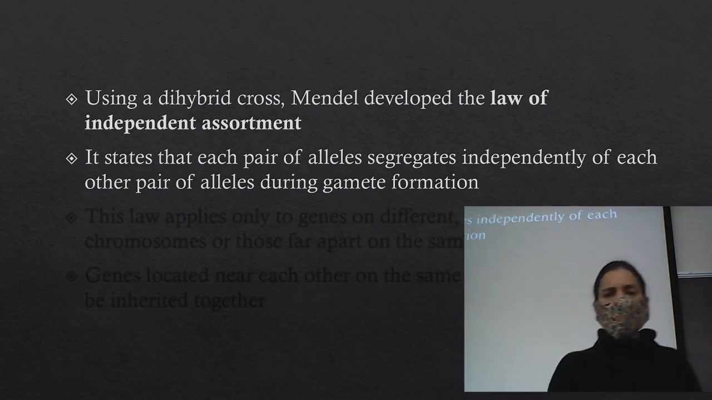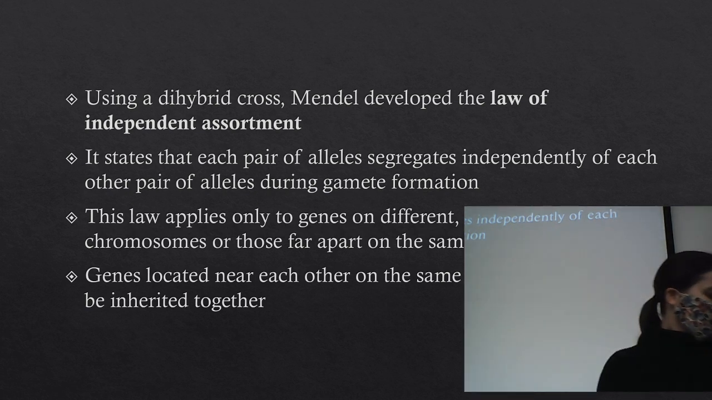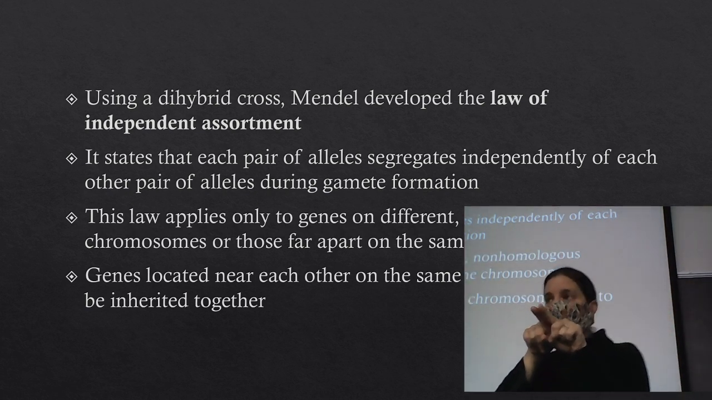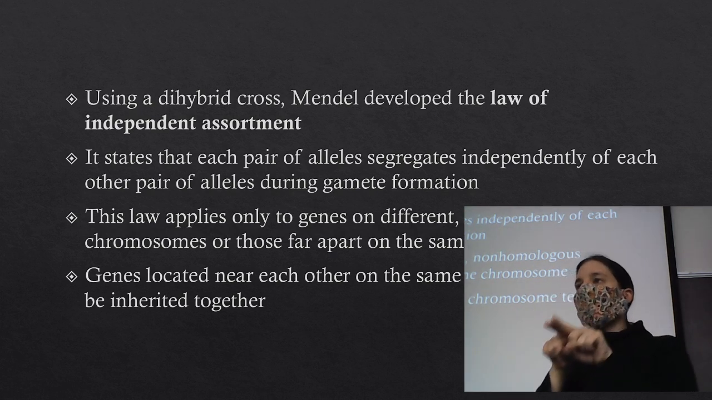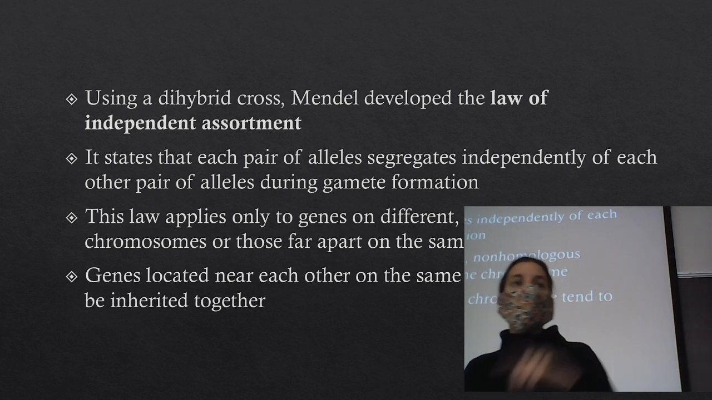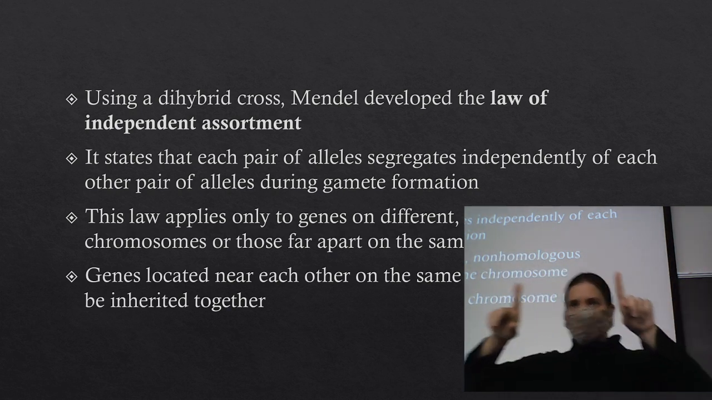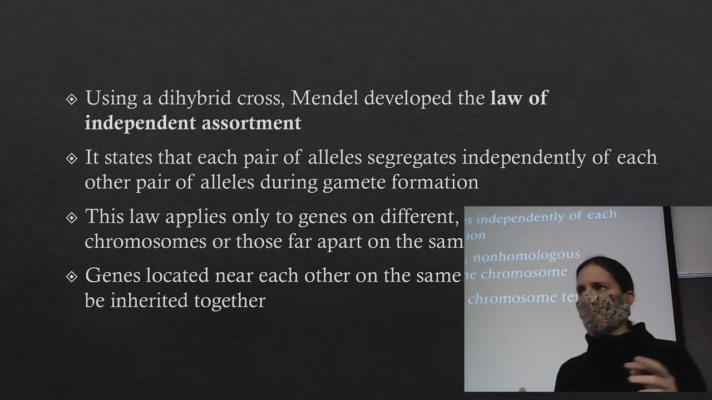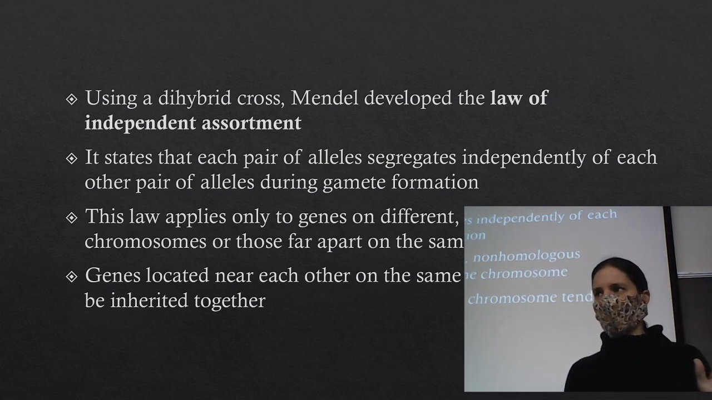So if genes are right smack dab next to each other on the same chromosome, they're often inherited together. Are we okay with this? But if genes are in different chromosomes, completely independent assortment. Fair enough? Is that a fair caveat?